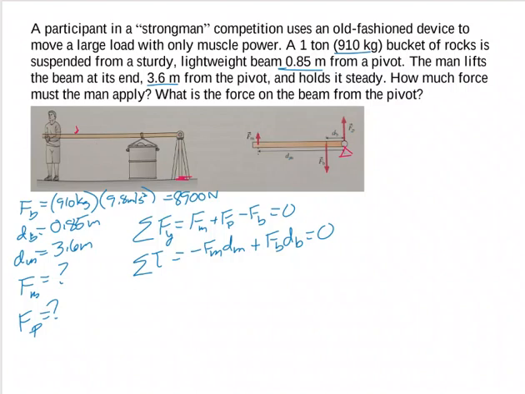How come the bucket's making it go in a positive direction? The bucket is making it go in the positive direction because this force is trying to get the beam to turn counterclockwise, okay? The man's force is trying to get the beam to turn clockwise, okay? And the pivot is actually having the force applied directly at the pivot, so there is no torque there because there's no distance, okay? All right, so now what do we do?